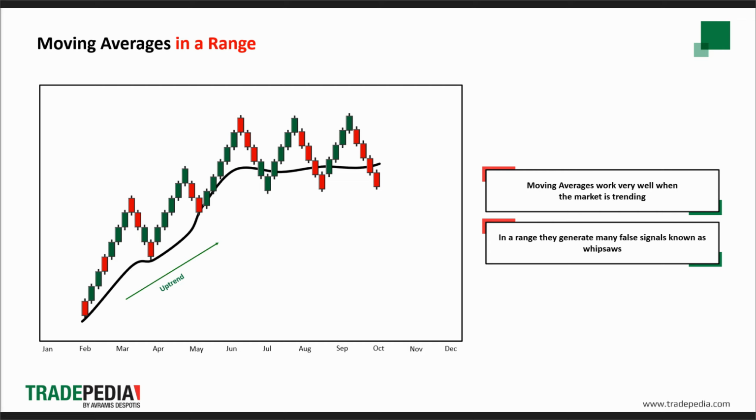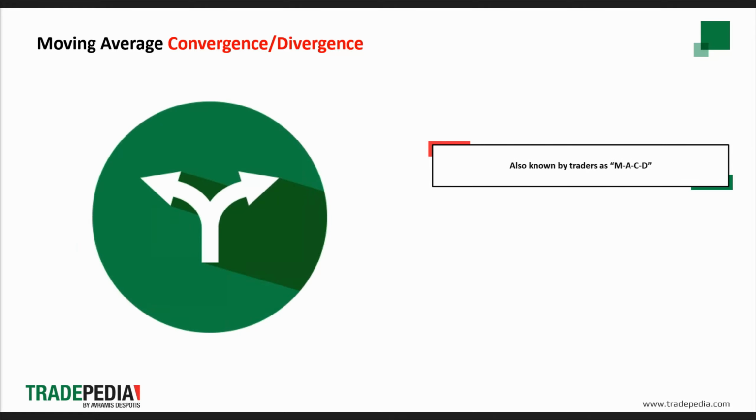Moving averages, you need to have a trend in place. Now that we're done with moving average, let's look at the moving average convergence divergence, or the MACD. MACD is another indicator that lots of people use. It's known as the MACD by a lot of traders: moving average convergence and divergence.